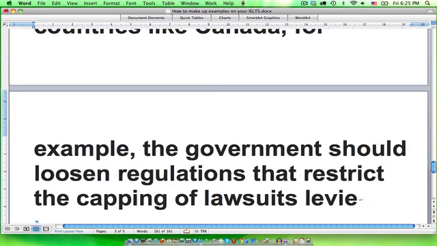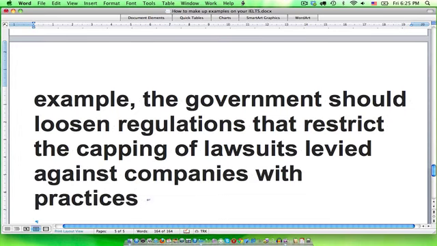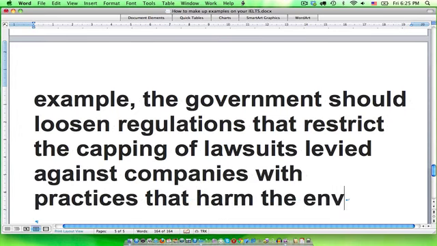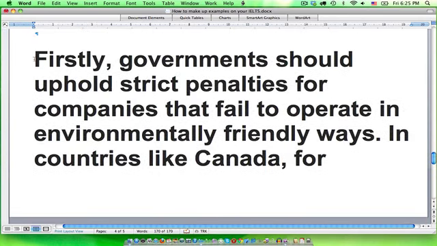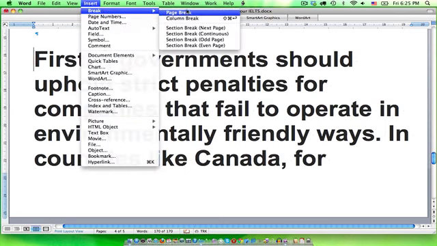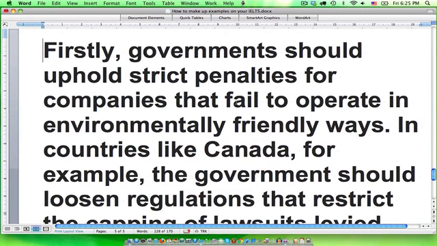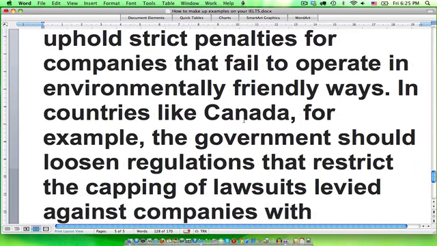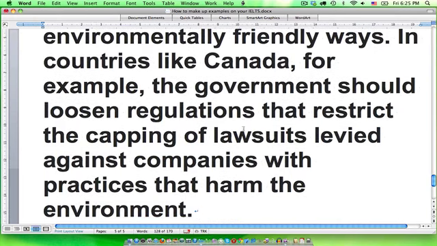Restrict the capping of lawsuits levied against companies with practices, let's say, that harm the environment. Just let me scroll up and make sure that we're not repeating any vocab here. So I'll tell you what, I'm going to put this onto a new page. Okay. So firstly, governments should uphold strict penalties for companies that fail to operate in environmentally friendly ways. In countries like Canada, for example, the government should loosen regulations that restrict the capping of lawsuits levied against companies with practices that harm the environment.